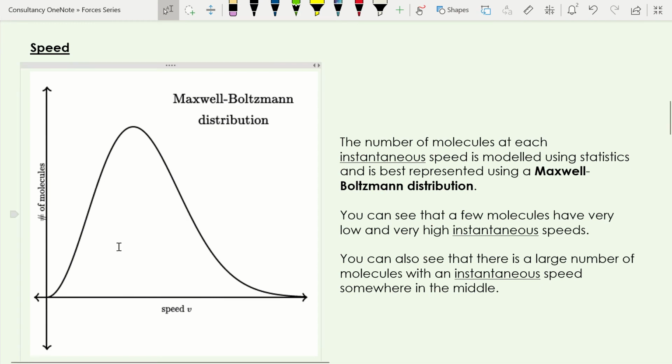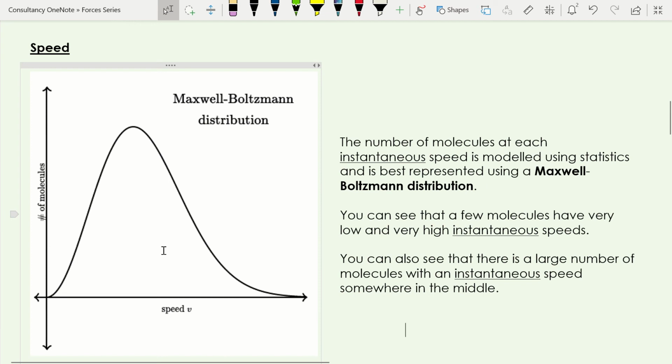So what can we see? We can see that there's a very low probability of being at low speed. How do we know that? Because not many molecules are at that speed. You can also see there's a very low probability of being at very high speed, because we can see not very many are there.